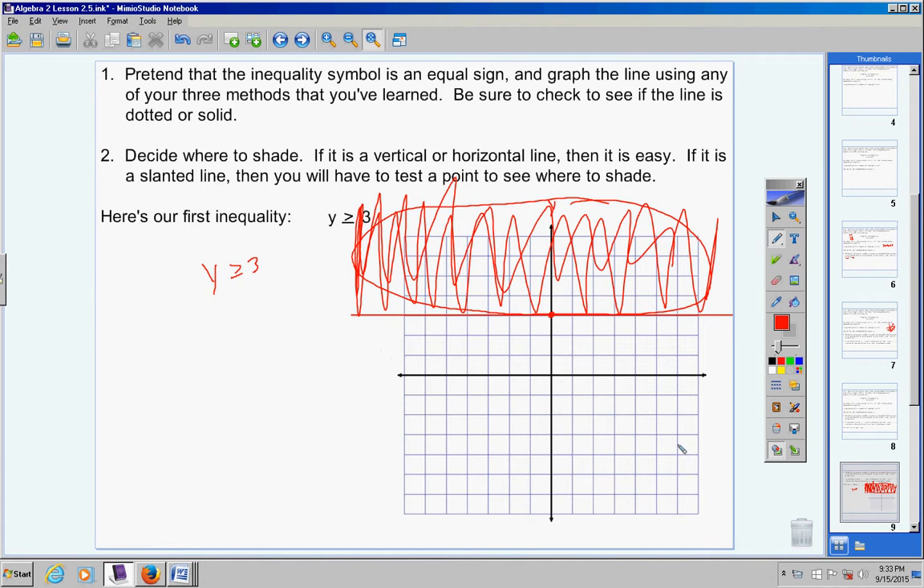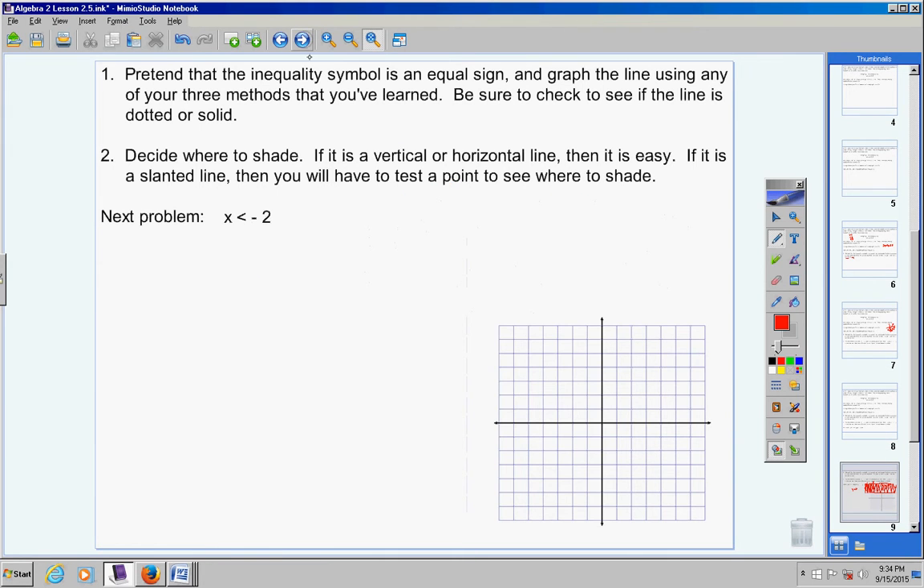Okay? So you've graphed the linear inequalities. You've actually solved them in a way, because you've actually got a picture of what the answer is to this inequality. And here's the picture of it right here. Let's try another one.